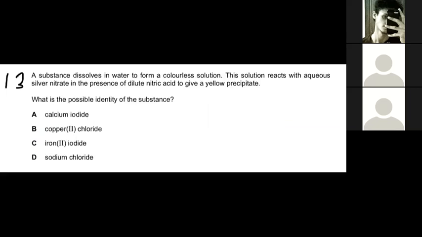Question 13. A substance dissolves in water to form a colorless solution. This solution reacts with aqueous silver nitrate in the presence of dilute nitric acid to give a yellow precipitate. Again, silver nitrate giving a yellow precipitate is for an iodide ion because silver iodide is yellow. And because the solution has to be colorless, it has to be calcium iodide, because iron iodide would give a colored solution, being a transition element. So A is the correct option.